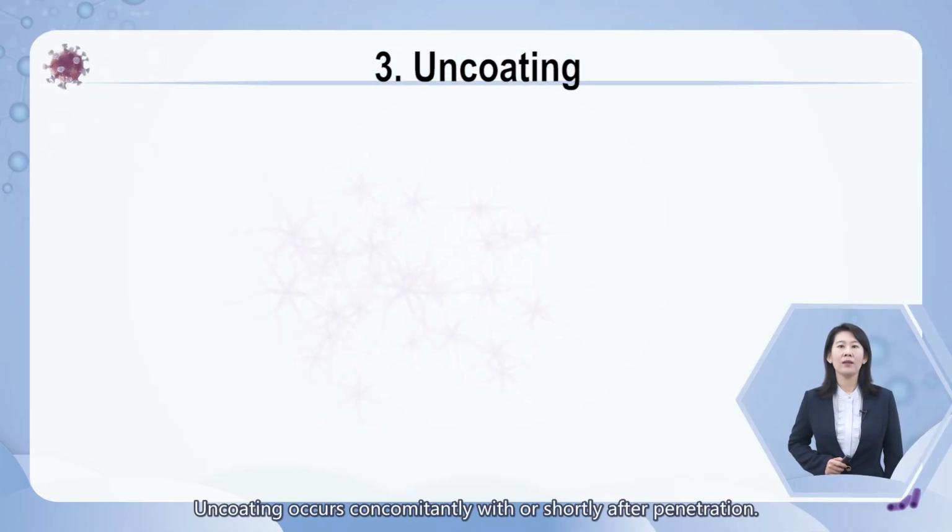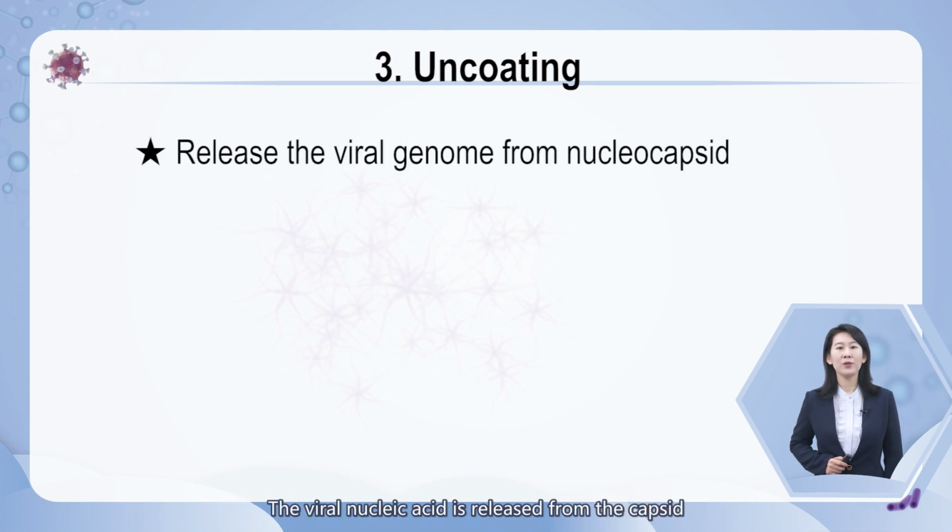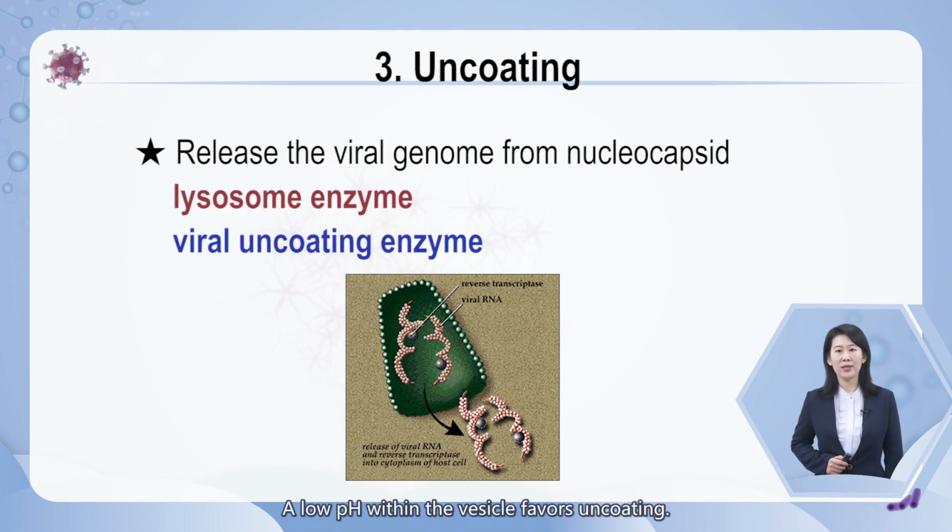Uncoating occurs concomitantly with or shortly after penetration. The viral nucleic acid is released from the capsid and is available for transcription, translation, or replication within the cell to form new progeny virions. A low pH within the vesicle favors uncoating. Lysosomal enzymes in the cells are involved in this process.